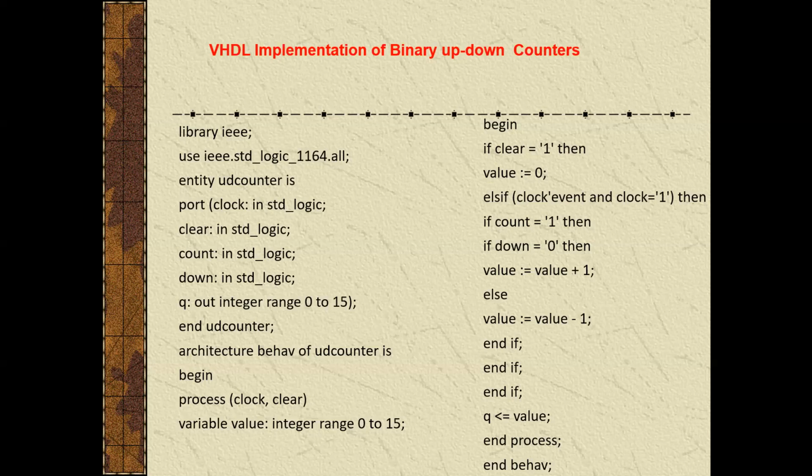Then finally we have to assign the output Q, whatever the value is there, we should assign to Q, and we have to end the process and end behavior. This is the way of writing the VHDL code for a binary up down counter.